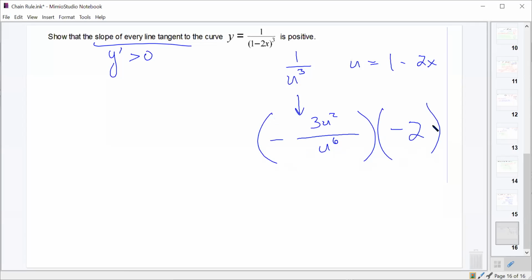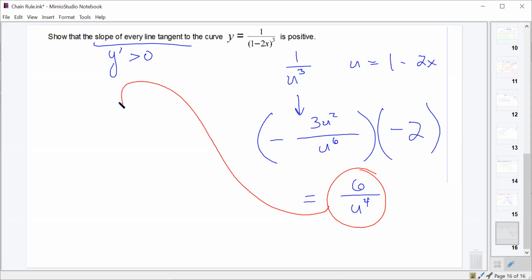So we should be able to simplify a little bit. The negative should cancel, right? The 3 times the 2 should be a 6. So we have 6u squared over u to the 6th, or 6 over u to the 4th, if we simplify the u squared over u to the 6th, right? Good or no? Good. And if we replace the u with what it is, 1 minus 2x, we have 6 over (1 minus 2x) to the 4th power.